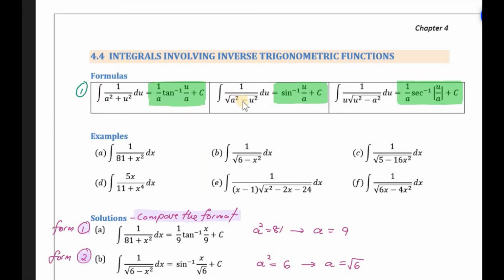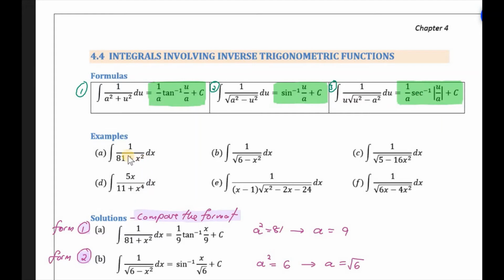If you have the format of 1 over the radical of a squared minus u squared, the second form, your answer is given as inverse sine. You just need to recognize what is the u and the a. And the third one, if you have an integral of 1 over u multiplied by the radical of u squared minus a squared du, that is the answer. Basically, there are 3 forms of integral with the answer that we need to use.